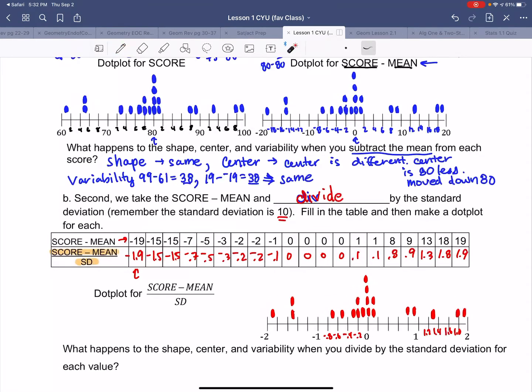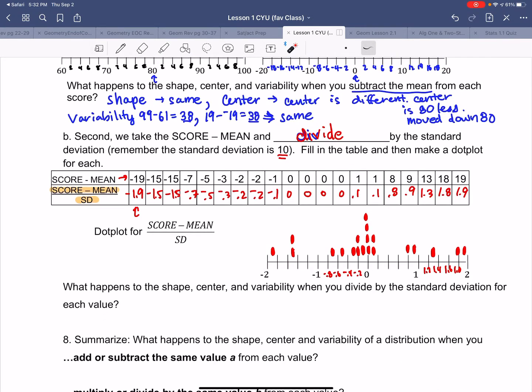I don't know about you guys, but this shape looks the same. This is not changing shape-wise. So shape, we stayed the same. Center, it was centered at 0. Now it's still centered at 0, so that stayed the same. So 0 divided by 10 is still 0.